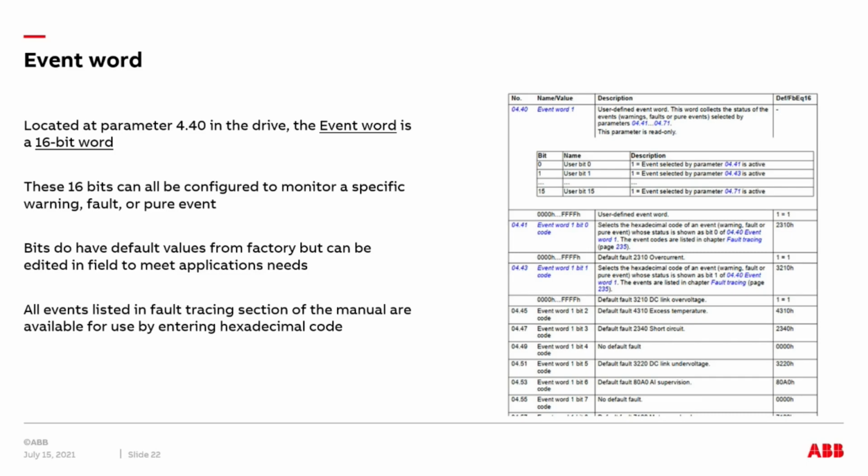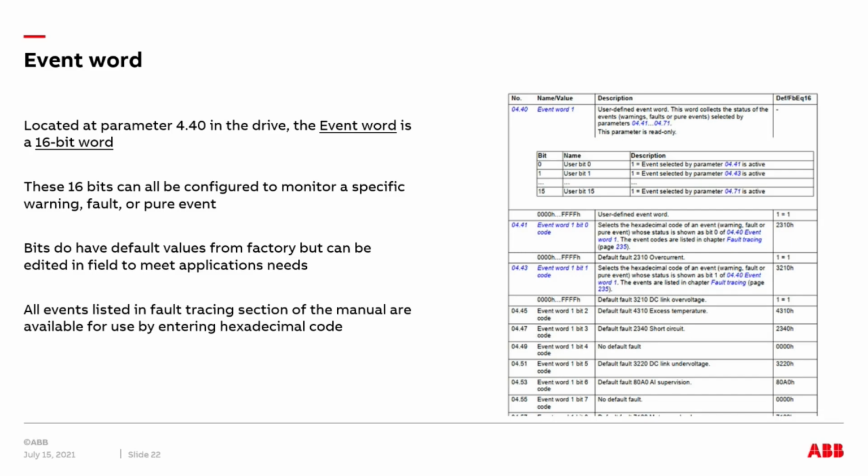The next application feature I'd like to discuss is the event word. The event word is located at parameter 4.40 in the drive, and the event word is a word that contains 16 bits. You can think of this event word like being another status word, but this event word contains a lot of information on what could be possibly going on in the drive. In these 16 bits, these all monitor a specific warning, fault, or pure event that occurs in the drive. Many of these bits do have a default value from the factory, but they all can be edited in the field to meet an application's needs.